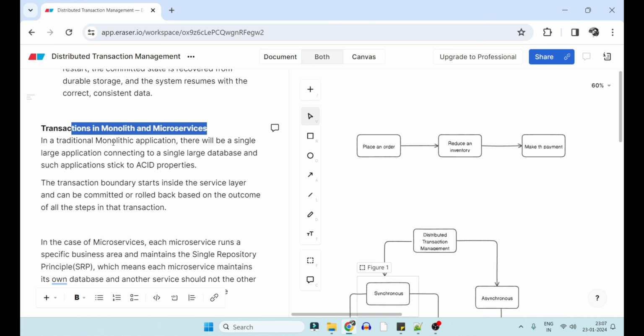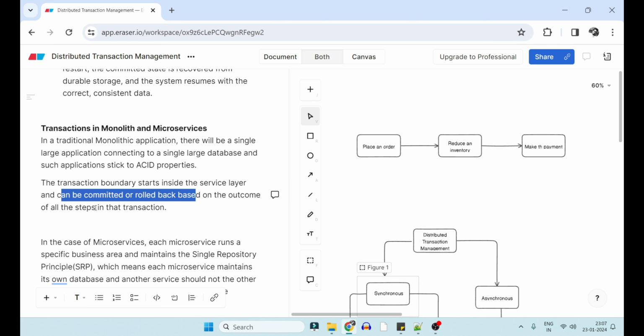So in traditional monolithic, everything happens, like placing an order, reducing the inventory, making the payment, and marking the order as successful, in one single database. So the transaction boundary starts in your business layer or service layer and can be committed or rolled back based on the outcome of each step. So it's not a problem. You can just put a transactional annotation and everything can happen in that particular method only, making all these things child transactions. If you don't understand this, you can have a look at the transaction management video that we have created for Spring Boot.